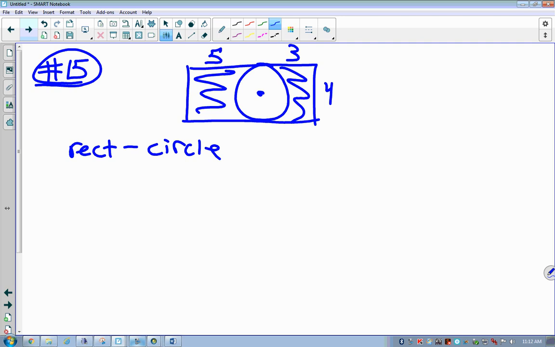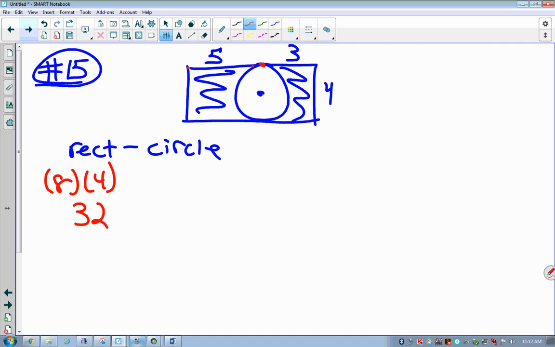I can find the area of my rectangle. Keep in mind that because this is tangent here, it's only just touching it. So from here to here is 5, but from there to there is 3. So the length of the rectangle is 8, right? That's not hard to get. 8 times 4, what was that, 32? So we know the area of the rectangle is 32.